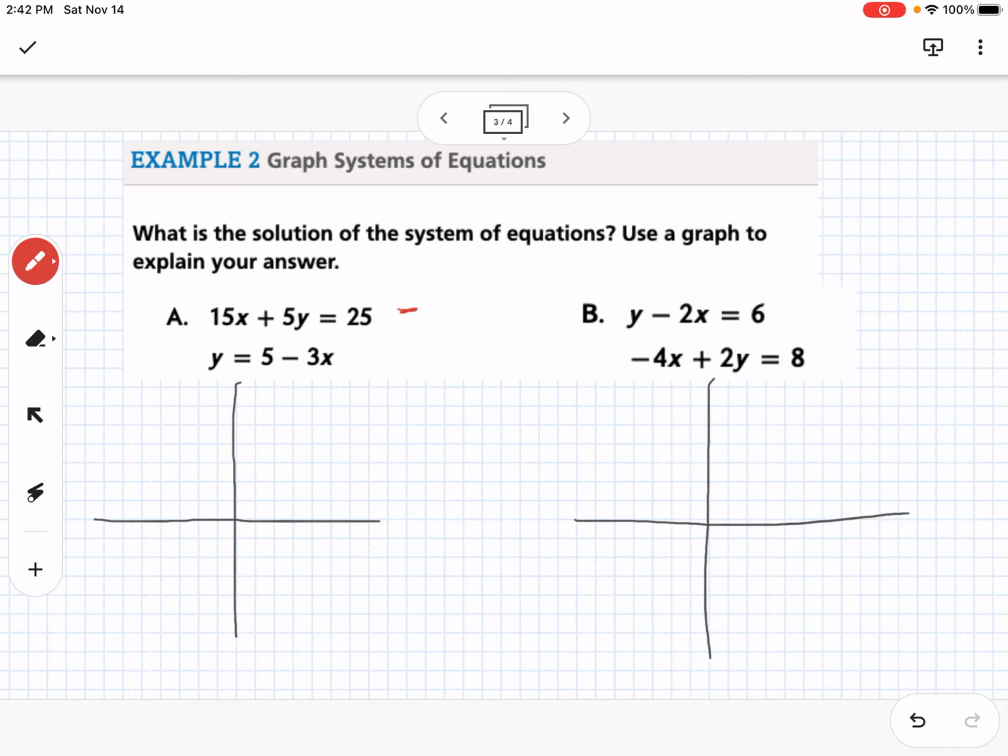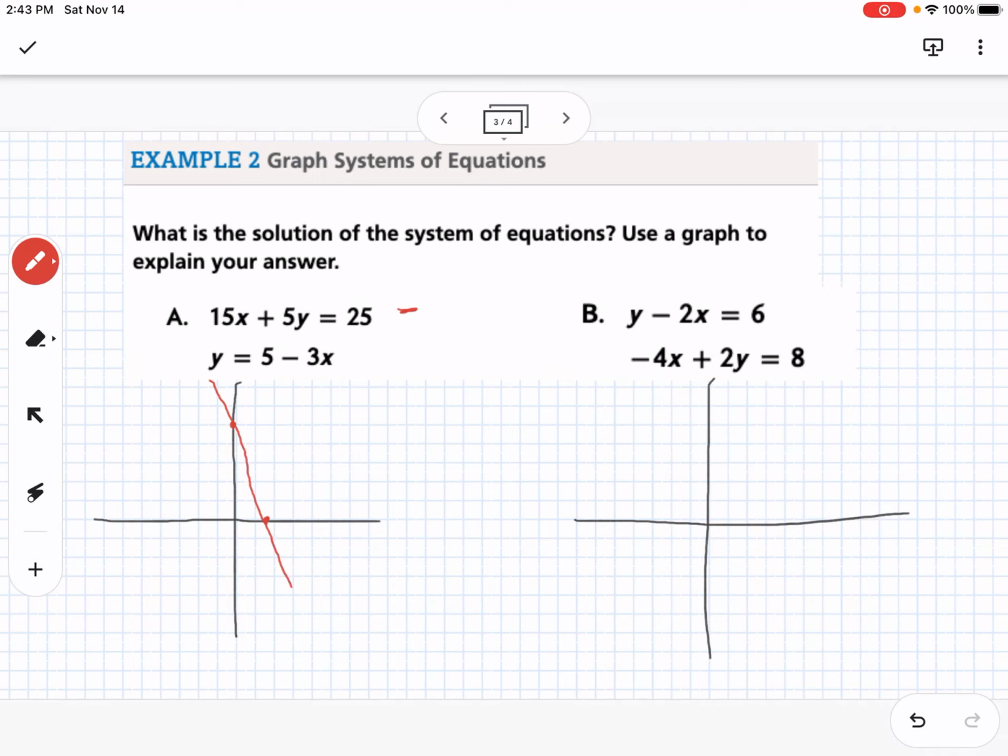So I can use the cover-up method. So if I cover up the y, I have 15x equals 25. So 25 divided by 15 is 1 2/3. So I'm going to go over 1 2/3 in the x direction. Okay, and then if I cover up the x, 5y equals 25, so y would be 5. 1, 2, 3, 4, 5. So this line right here is my first one.